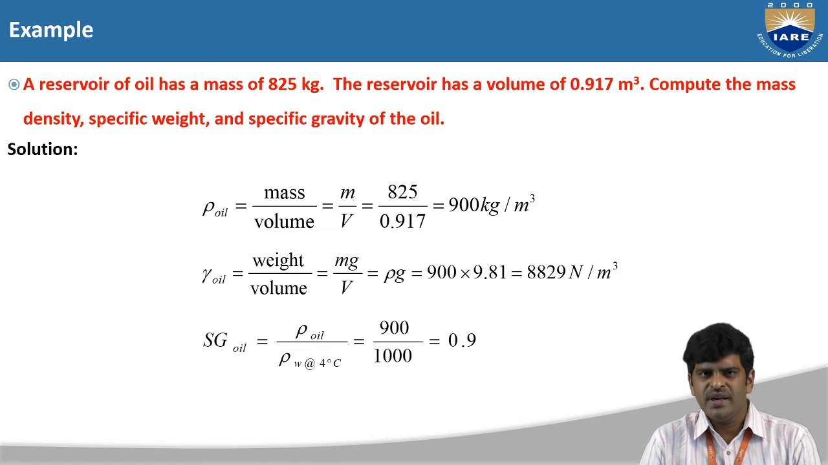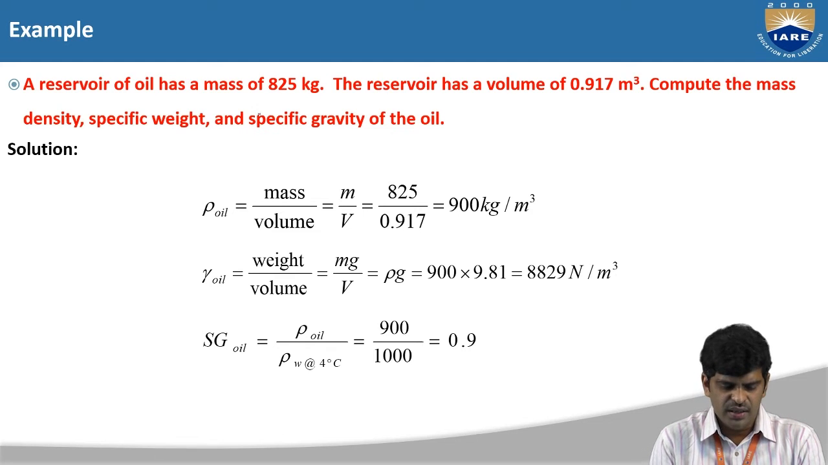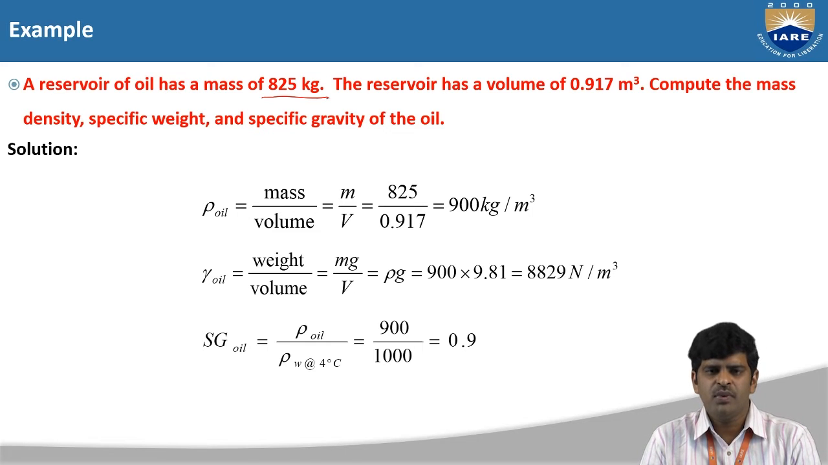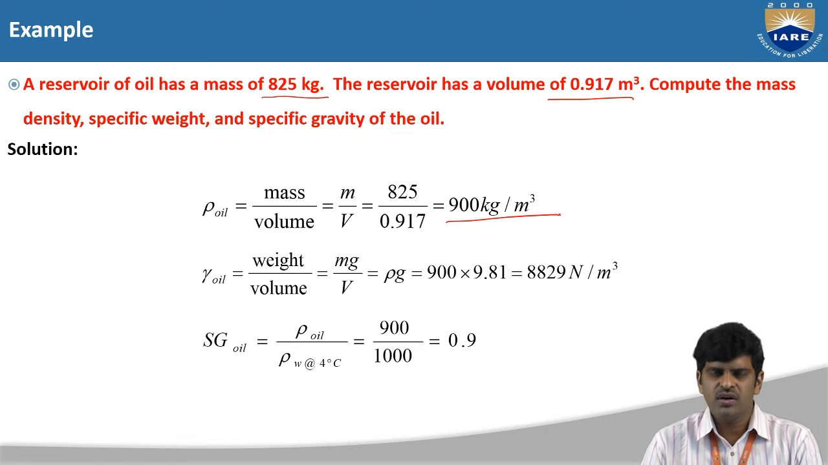In order to calculate the unknown parameters, we need to remember various formulas. The mass density is defined as the ratio of mass by volume. Here the mass, 825 kilograms, and the volume of the reservoir, 0.917 meter cube, have been given. So directly we can substitute, and we get the value of 900 kilogram per meter cube as the mass density of the oil.